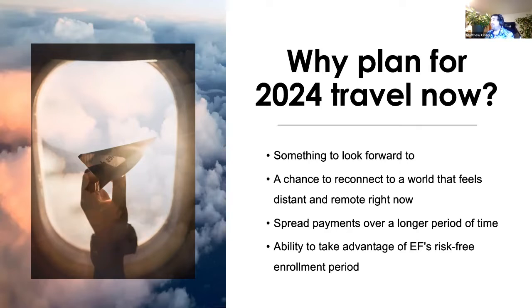By planning this far ahead, we can bring the monthly payments down to a couple hundred dollars, which is pretty big and manageable. And by signing up this early, you can lock in a risk-free enrollment period, as well as a $200 discount off the trip if you sign up in the next few days. So we'll talk about that in a little bit.